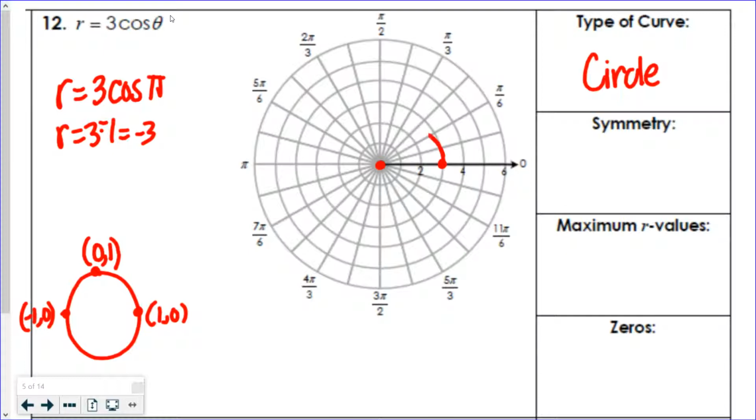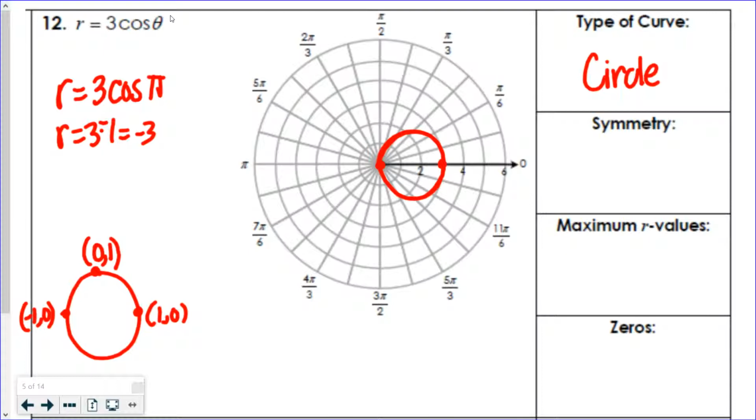So here's my circle. This would be at pi over 2. Here's pi. It goes around one more time if I kept going through pi over 2 and then to 2 pi. So it's going to make 2 revolutions of this circle if we went all the way to 2 pi.